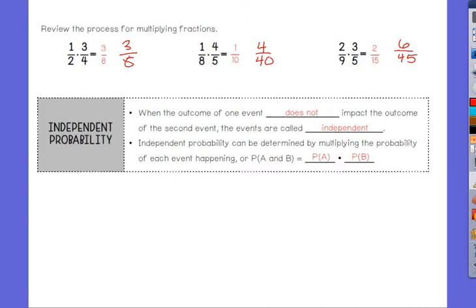So, independent probability. If I had 30 students in this classroom and I put all your names on a piece of paper and put it into a bucket to draw your name, how many names are in the bucket? 30. I pick up a name and I pick up Kale's name. I have Kale's name in my hand. How many names are in my bucket? 29. Because Kale's name is in my hand.